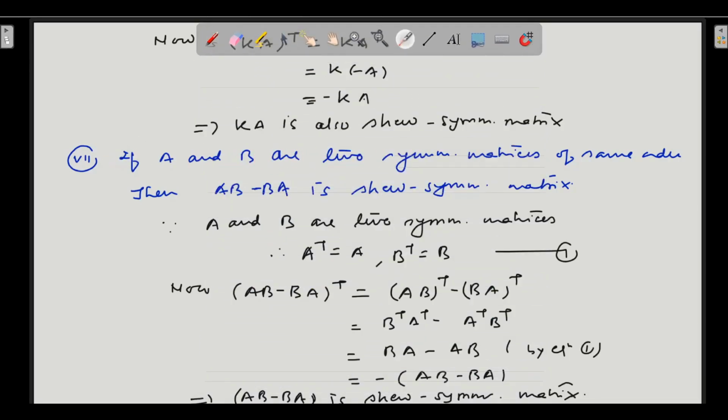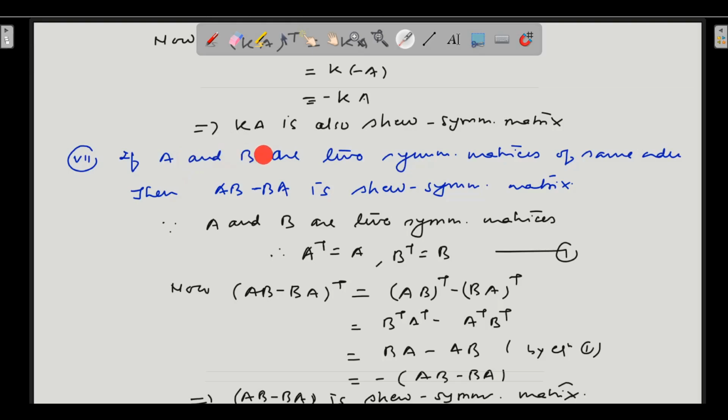If A and B are two symmetric matrices of the same order, obviously they must be of the same order, because only then this expression will be defined. This expression can be defined only if A and B have the same order. So if A and B are two symmetric matrices of the same order, then AB minus BA is a skew-symmetric matrix. This is what we have to prove.